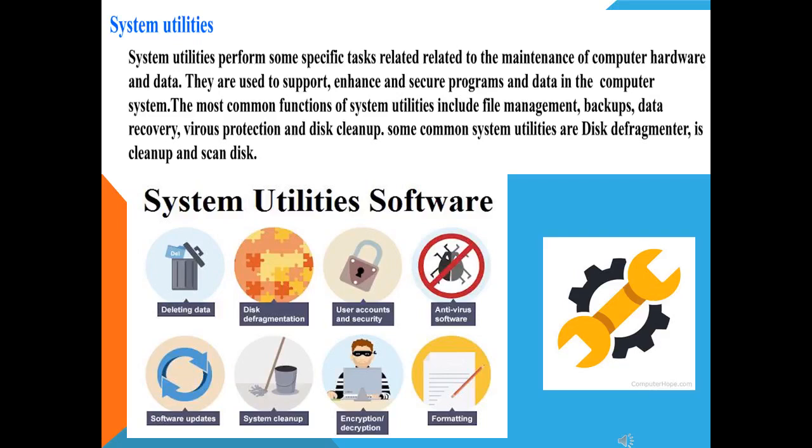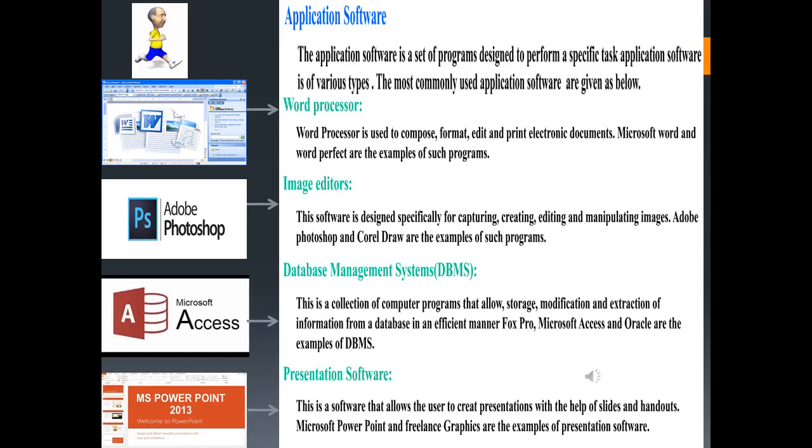So the main work of system utilities is proper maintenance of computer hardware and data. The system utilities are used to support, enhance, and secure programs and data in a computer system. Some of the functions of system utilities are file management, data backups, data recovery, virus protection, disk cleanup, disk defragmenter, etc. Next one is application software, one of the types of software.